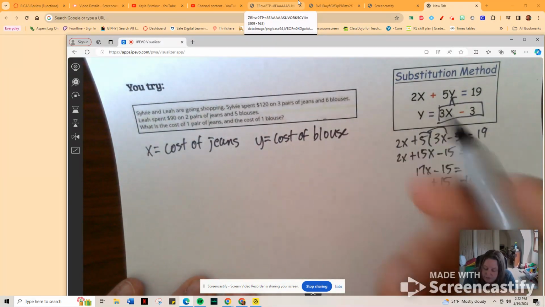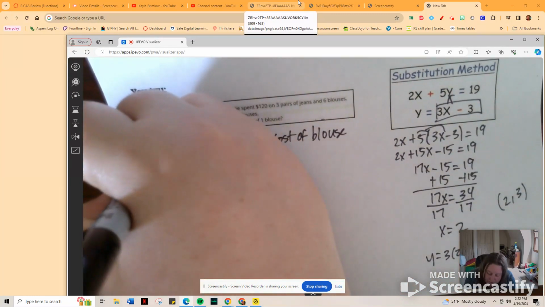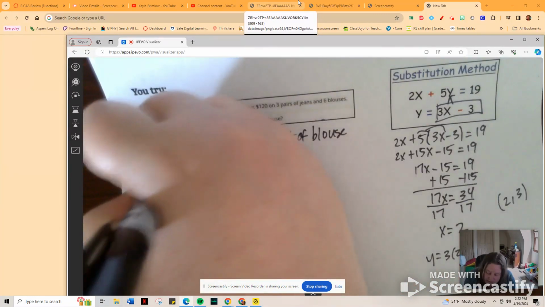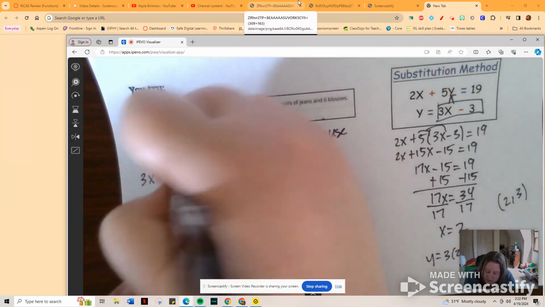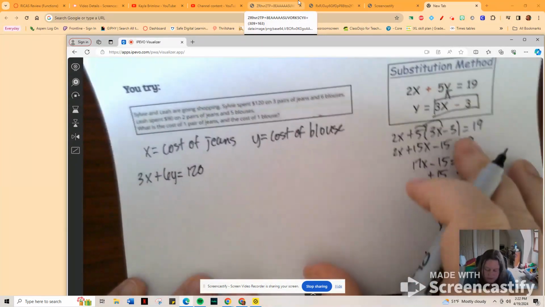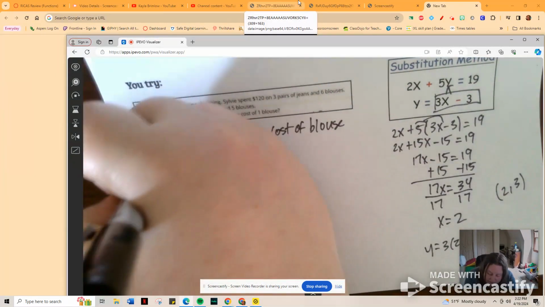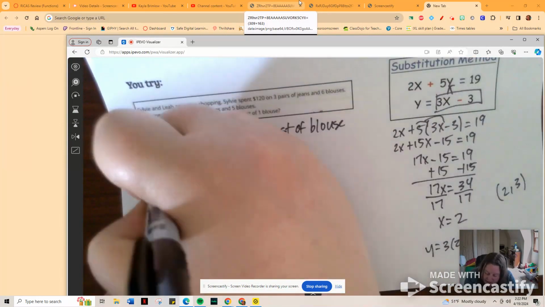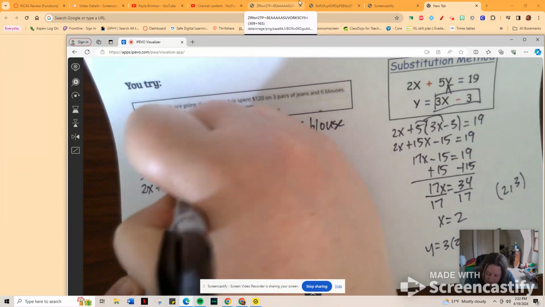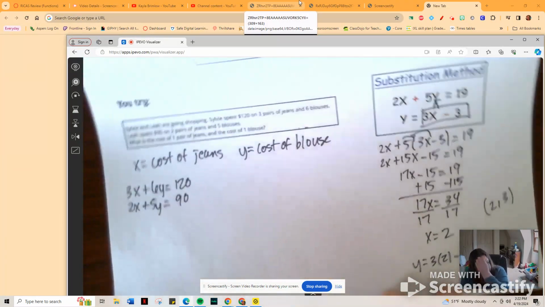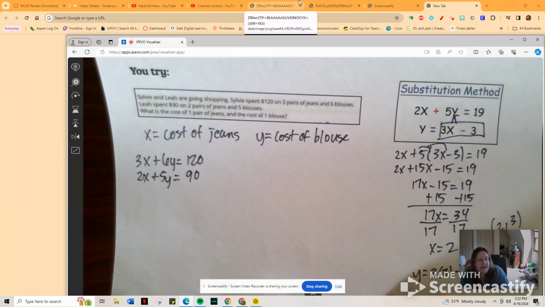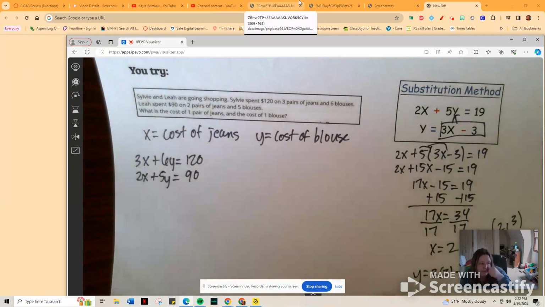First, I'm going to write Sylvie's. So she buys 3 pairs of jeans and 6 blouses for a total of $120. Leah buys 2 pairs of jeans and 5 blouses for $90. So based on how these two equations are set up, they're both in standard form, so I would use elimination. That's my preferred method, and in this case, it makes the most sense.